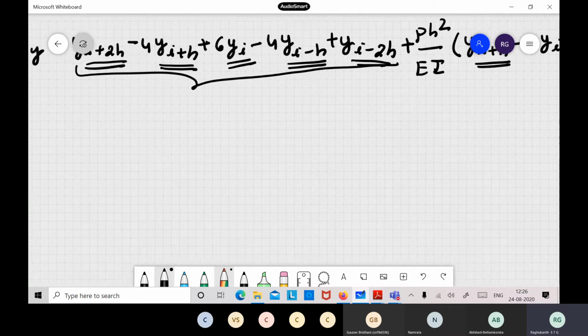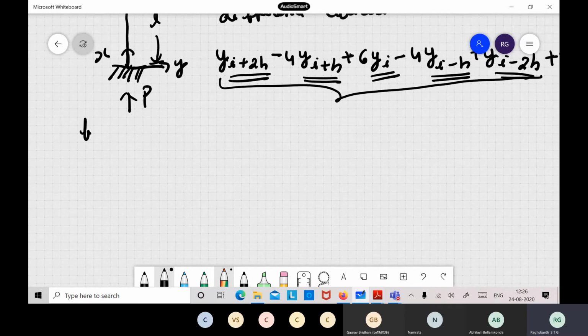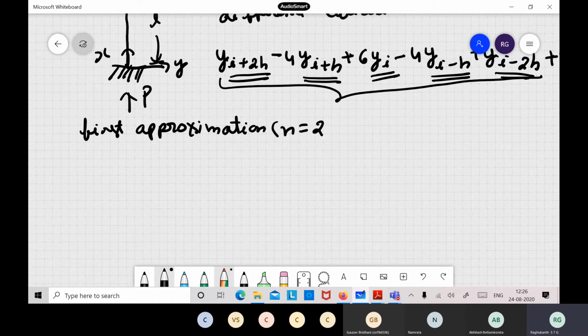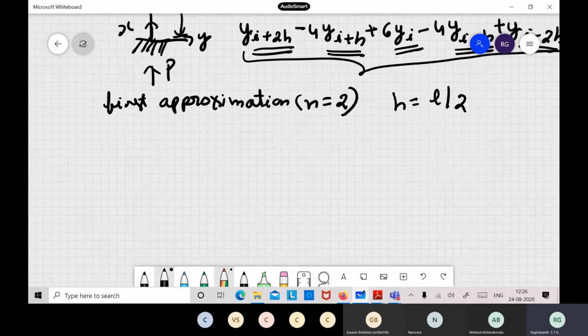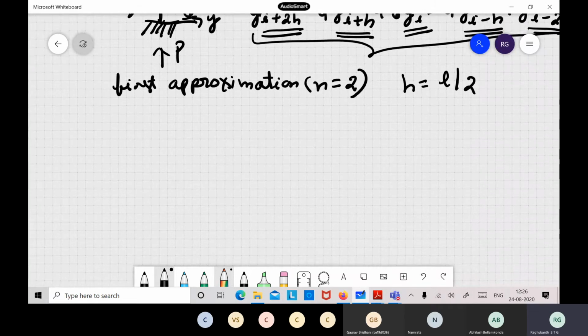Now let us do the first approximation. Let us say n is equal to 2 pieces. So we are dividing this into 2 pieces, which means your h is L by 2. So this is our fixed end, and this is how the column is going to buckle. So this is a buckling mode shape.